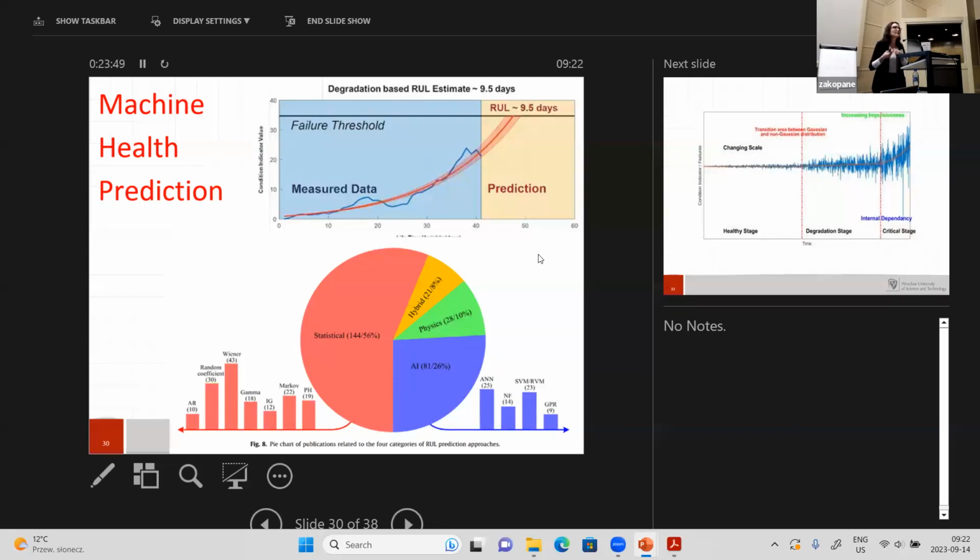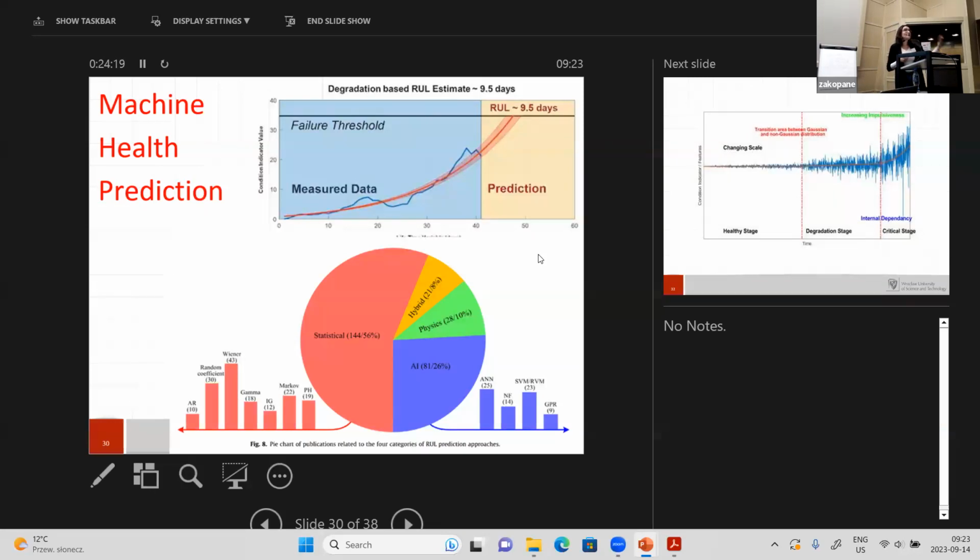How to predict the data in order to see when we reach the so-called threshold, and how to calculate the RUL. RUL means remaining useful lifetime. This is a very important notion from the engineering perspective. From our mathematical perspective, remaining useful lifetime is the first passage time, when the process exceeds the given threshold. So this is the information for the engineers.